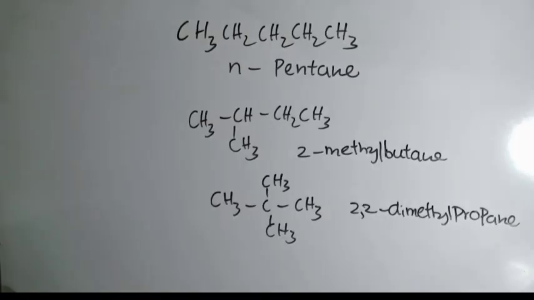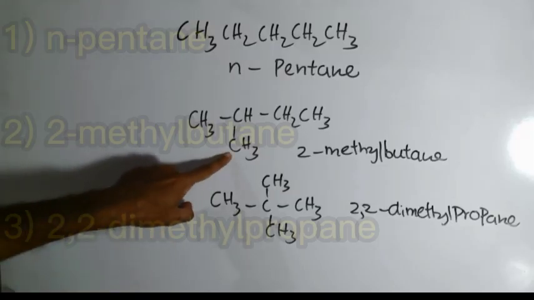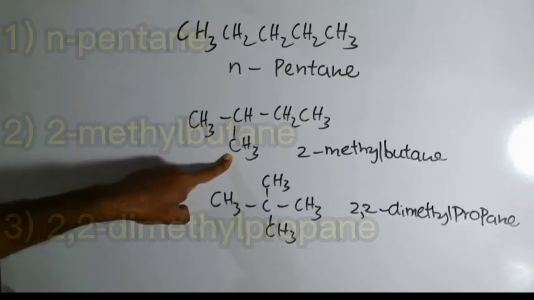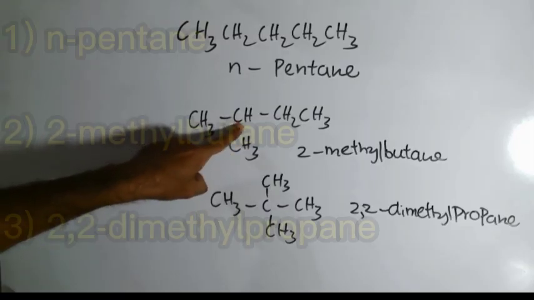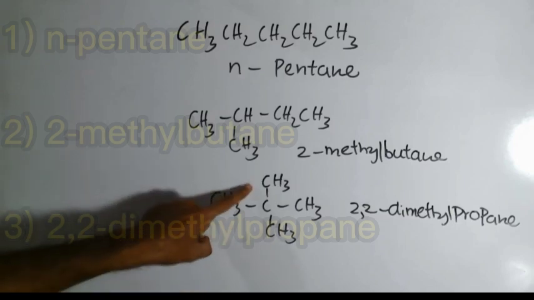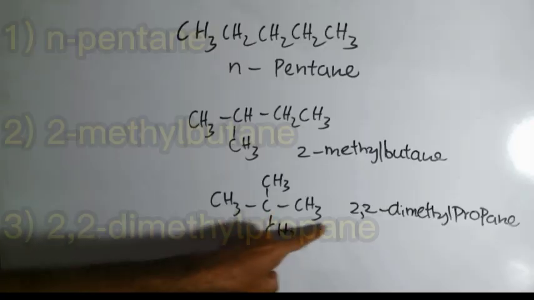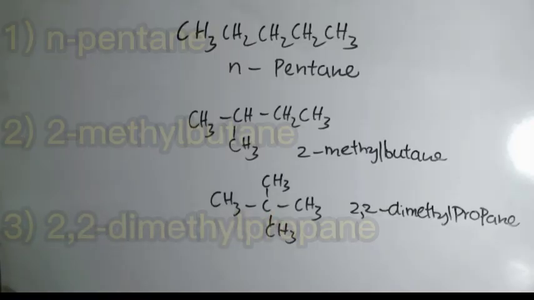Now let us see the nomenclature of these 3 isomers. First one, simple chain or straight chain. So we can name that as n-pentane. Second one, it is a branched one. We can see a methyl group is connected to the second carbon in the chain. So 2-methylbutane. Third one, there are 2 methyl groups connected to the center carbon. So it is called 2,2-dimethylpropane.